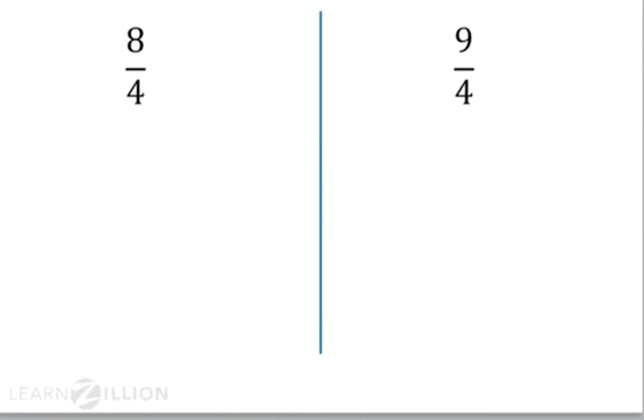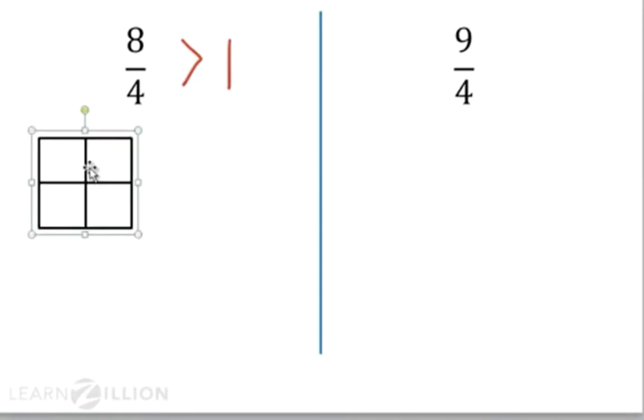Let's start with 8/4. I know that this is an improper fraction because the numerator is larger than the denominator, which means that the value is greater than 1. One way to express this as a mixed number is to think about what 8/4 looks like as a picture. I know that each object should be split into 4 evenly sized pieces to make a whole because of the 4 in my denominator, and that I want to consider 8 pieces.